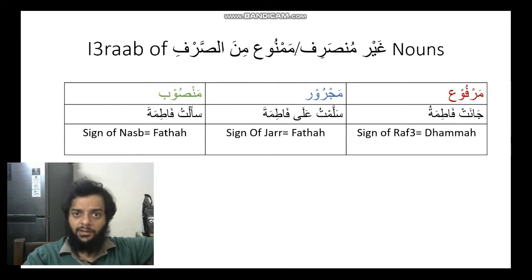First we will take the examples of marfu. Ja'at Fatimatu, which means Fatima came. The word Fatima is marfu because it ended with dhamma. So the sign of rafa for the word Fatima is dhamma. Now let's see majroor. Sallamtu ala Fatimata. I gave salams to Fatima. Here you can see the change. Previously we discussed that a majroor noun is a noun which ends with kasra. Here you can see that instead of kasra, the word Fatima has ended with fatha, which we will come back to. So the sign of jar is fatha. And mansub, sa'altu Fatimata. I asked Fatima.